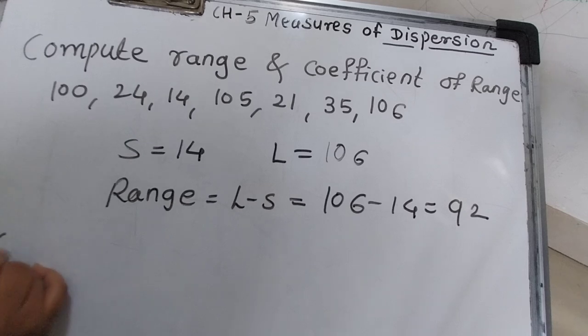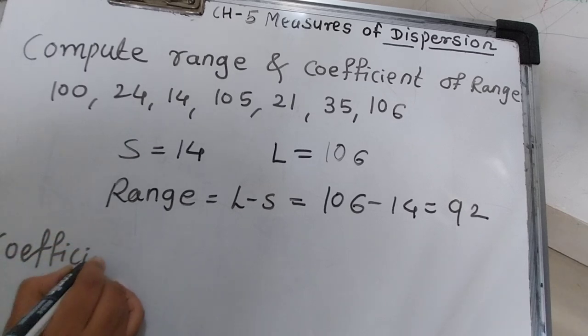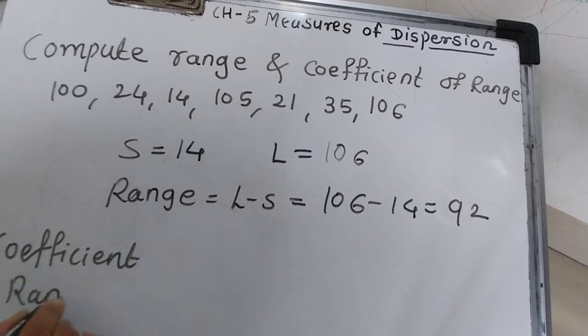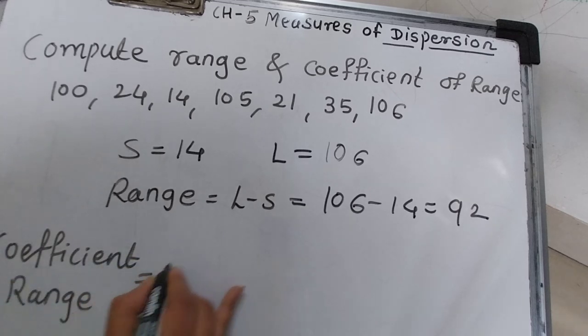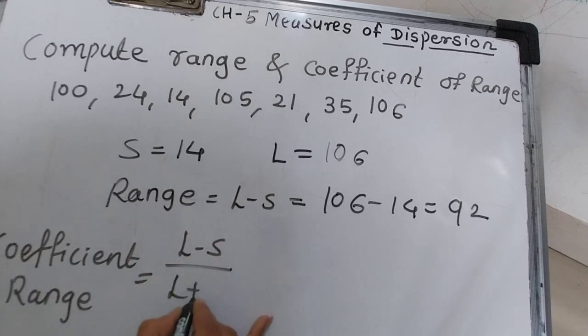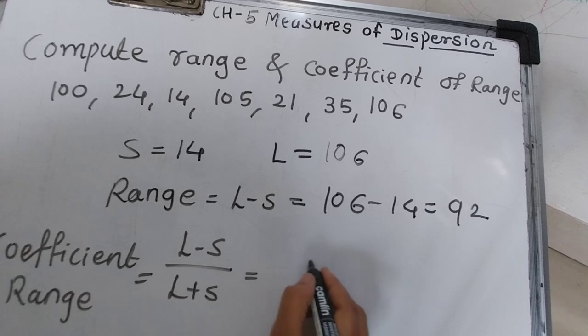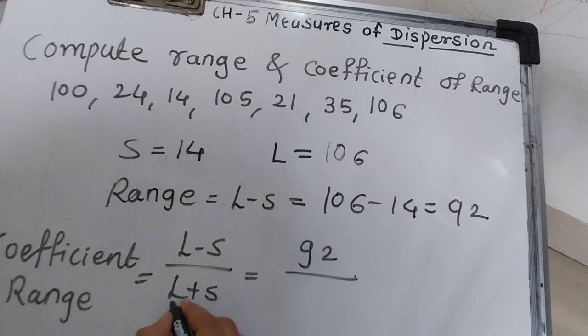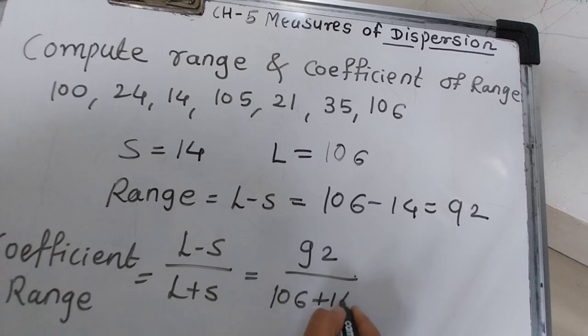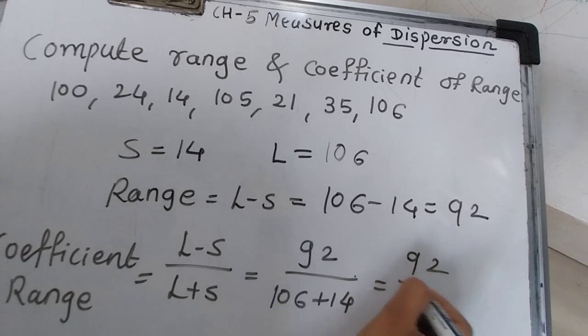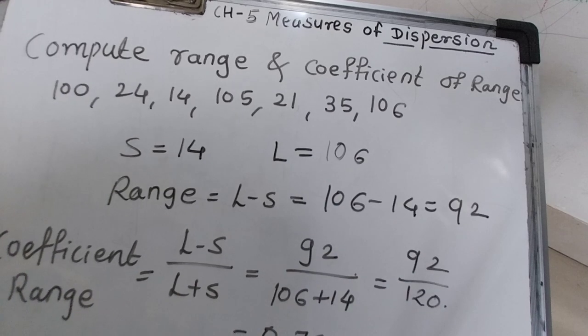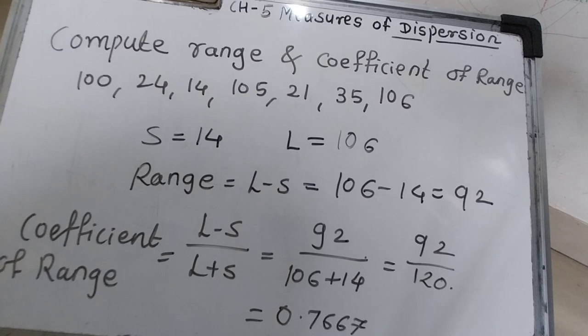Find the coefficient of range. It is equal to L minus S upon L plus S. L minus S is 92, already calculated. L plus S is 106 plus 14. So it is 92 upon 120, which is 0.7667. This is the range and coefficient of range. Understood? You can take a screenshot here.